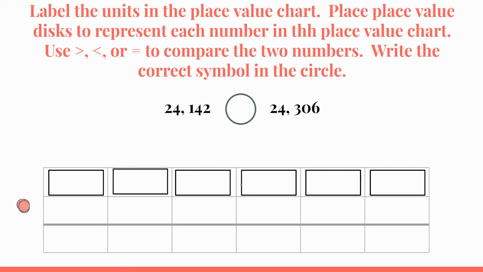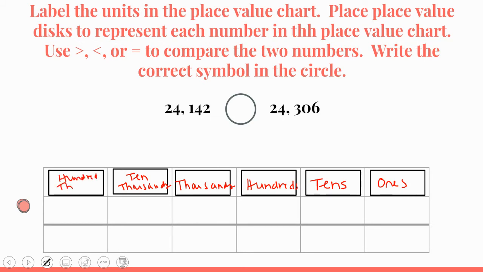All right, first I'm going to go ahead and label the units in the place value chart. So I'm going to start over here on the right side, and I have my ones, my tens, my hundreds, my thousands, and my 10,000s. Okay, and my 100,000s. All right, so that's all labeled.